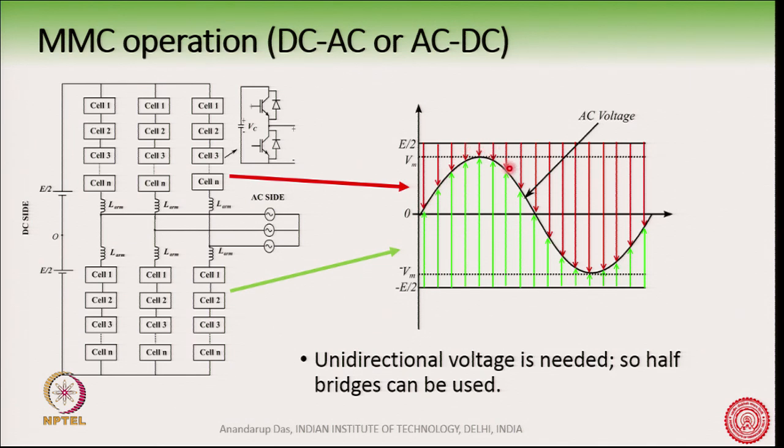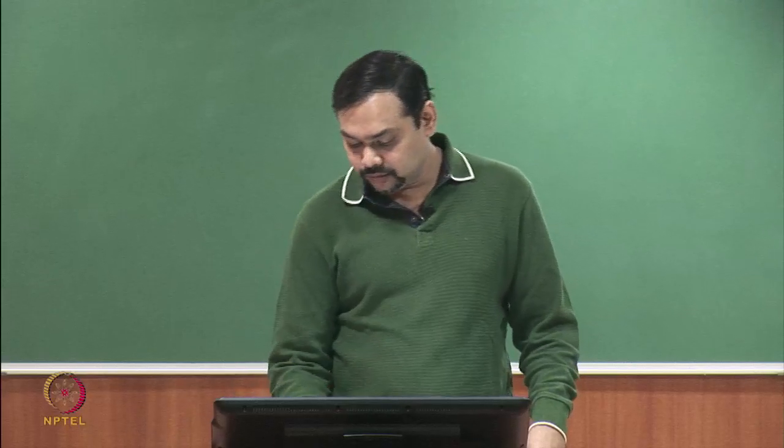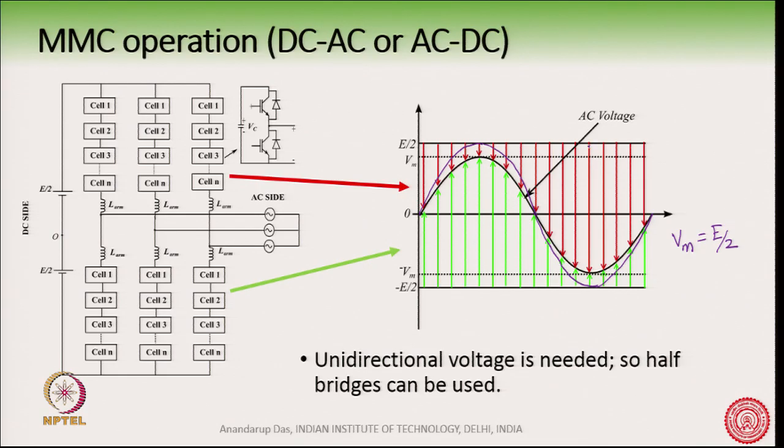So, let me draw it. If the AC voltage is something like this here, that is, this is the condition where Vm is equal to E by 2. Okay, this is the condition I have drawn. So, if Vm is equal to E by 2, you can see the maximum length of this arrow becomes this much. So, this is the length of the arrow.